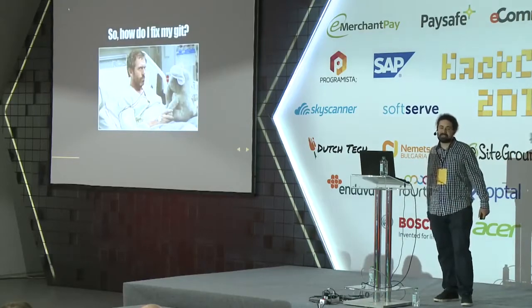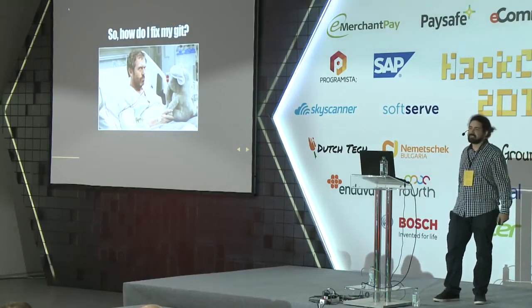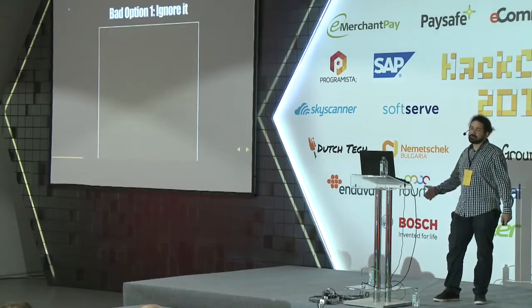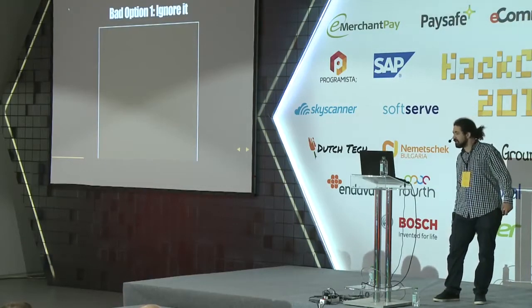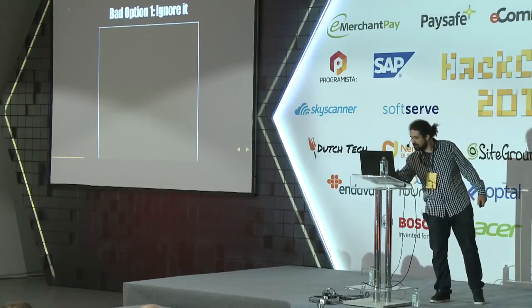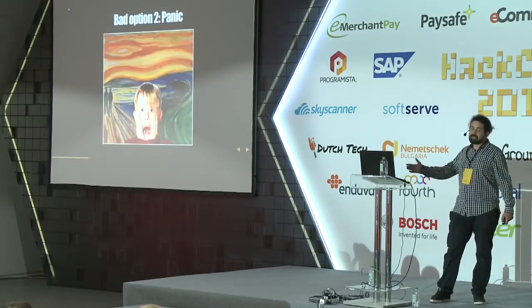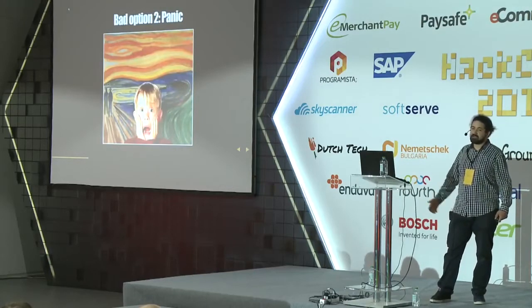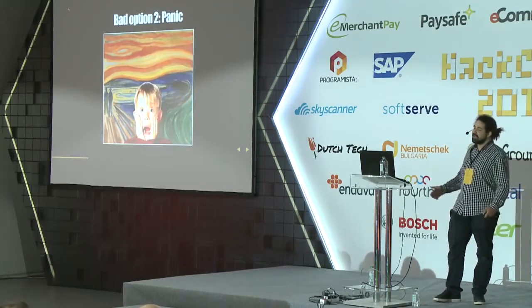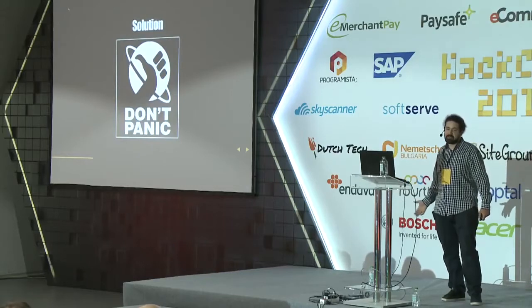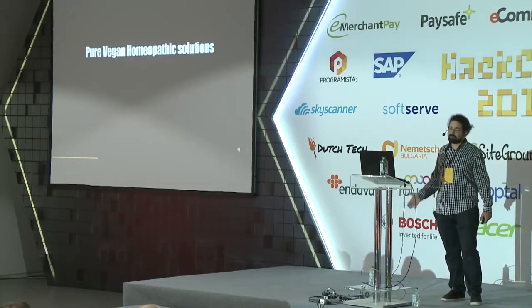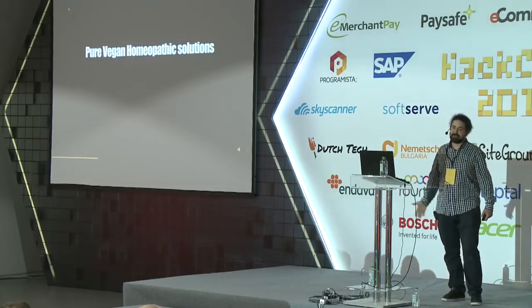So how do we fix this? How do we fix our Git? Well, you have a couple of bad options, and your first bad option is to ignore it. Well, I don't have my picture here. Sorry for that. Your second bad option would be to just panic, which I don't recommend. And the solution, of course, is don't panic, because we have some pure vegan homeopathic solutions for you.